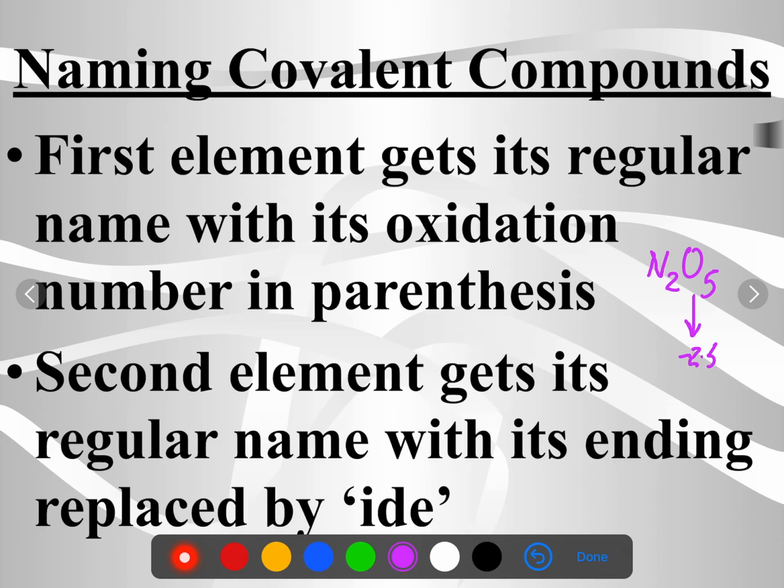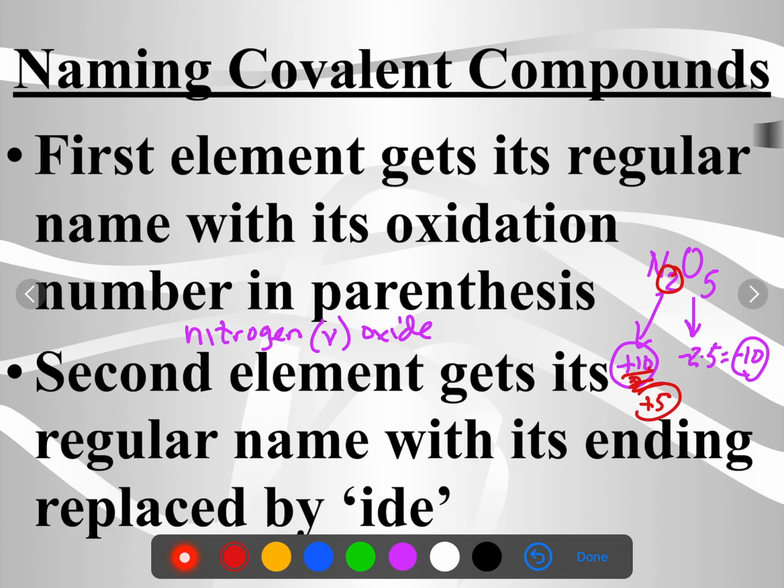They would say, look, oxygen is -2, and there's 5 of them. So that means the negatives come out to be -10. That means that the positives have to come out to be +10. So the name of this compound is nitrogen 5 oxide. How did I get the 5? Well, because there's two nitrogens in the formula, and they share that positive 10. So do 10 divided by 2, and you get that each nitrogen actually has a charge of positive 5. So it's nitrogen 5 oxide.